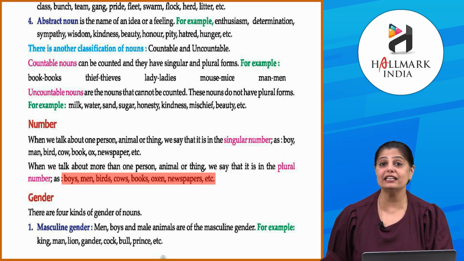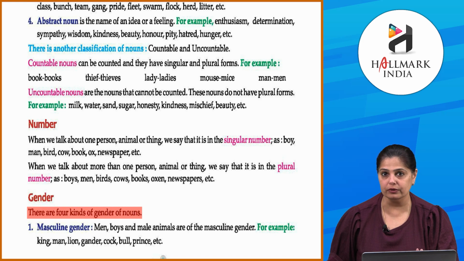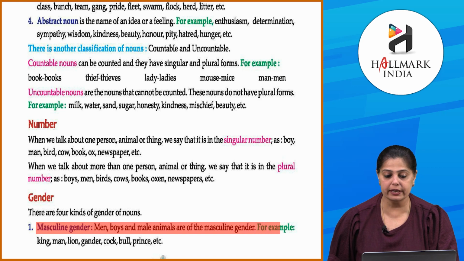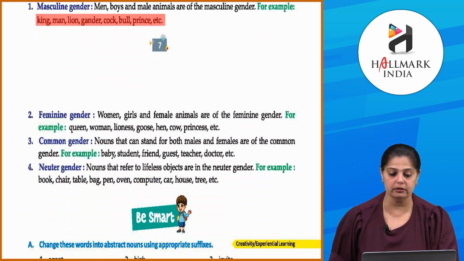Okay, now let's look at gender. Gender is also a type of noun. There are 4 kinds of genders of noun. Okay, first, masculine gender. Men, boys and male animals are of the masculine gender. For example, king, man, lion, gander, cock, bull, prince, etc. These are all male. So, male are known as masculine gender.